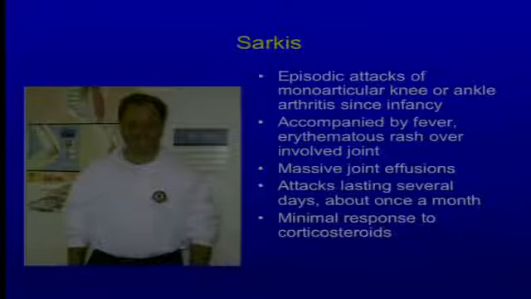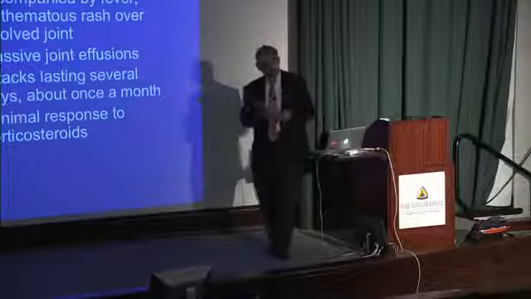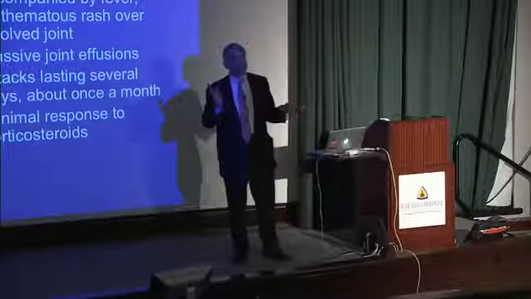These would usually occur on the order of once a month or so and would last for several days at a time. They would be accompanied by fever and an erythematous rash over the involved joint, and he would have massive effusions of his joints at the times that he would have these attacks. Between the attacks, he was totally normal, and the attacks would resolve spontaneously. So this was someone who, in his early 20s, had probably had a couple hundred of these attacks over the course of his life, but had no lasting damage of his joints, and when he walked in to see us, he was between attacks and looked totally normal.